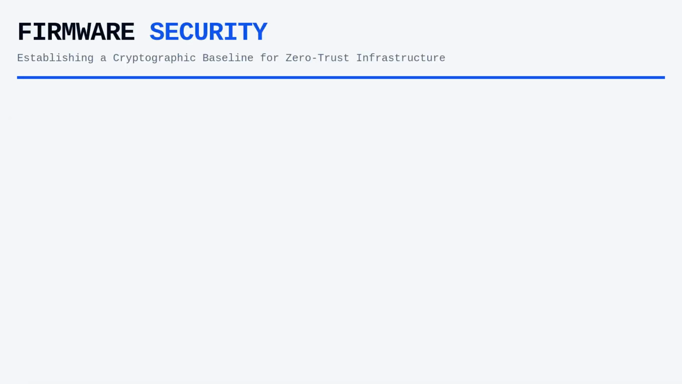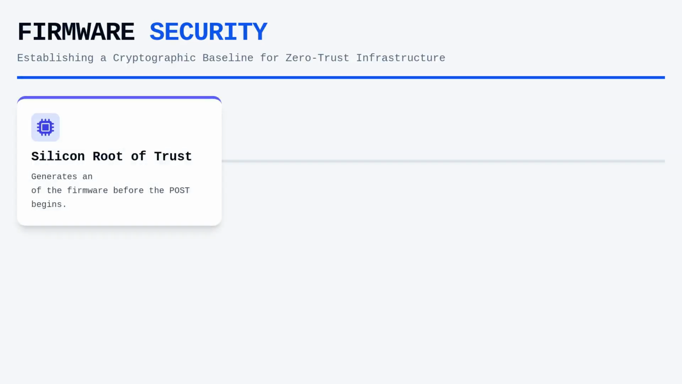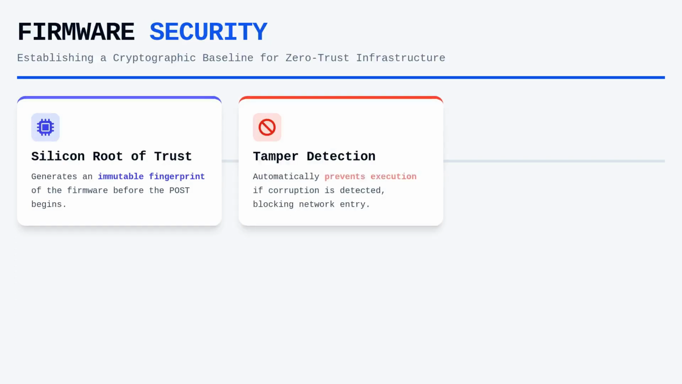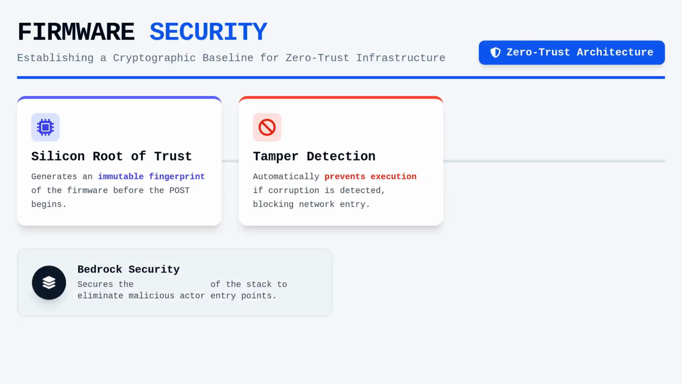Security, specifically the cryptographic baseline, must be integrated directly into your firmware management lifecycle. Modern HPE servers utilize a silicon root of trust, which creates an immutable fingerprint for the firmware before the system even begins the power-on self-test. If the active firmware has been tampered with or corrupted, the system will prevent execution, effectively stopping a compromised server from joining the network. This hardware-level protection is the bedrock of a zero-trust architecture, as it ensures that the lowest layers of the stack were not modified by malicious actors.